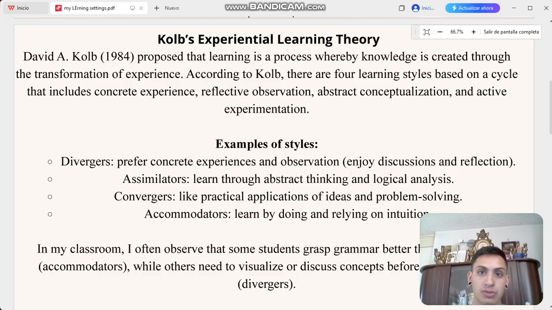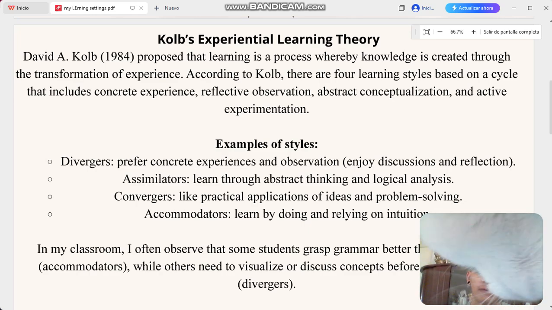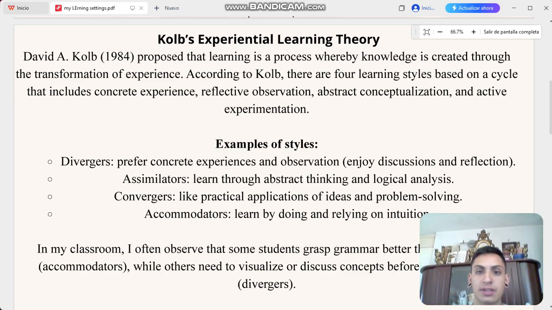Well, he proposed that learning is a process where knowledge is created through a transformation of experience. Based on that, there are four learning styles based on a cycle and it includes concrete experience and reflective observation, the abstract conceptualization, and active experimentation. What it means is, if you can see the example that I put in my presentation, we can find four of them.